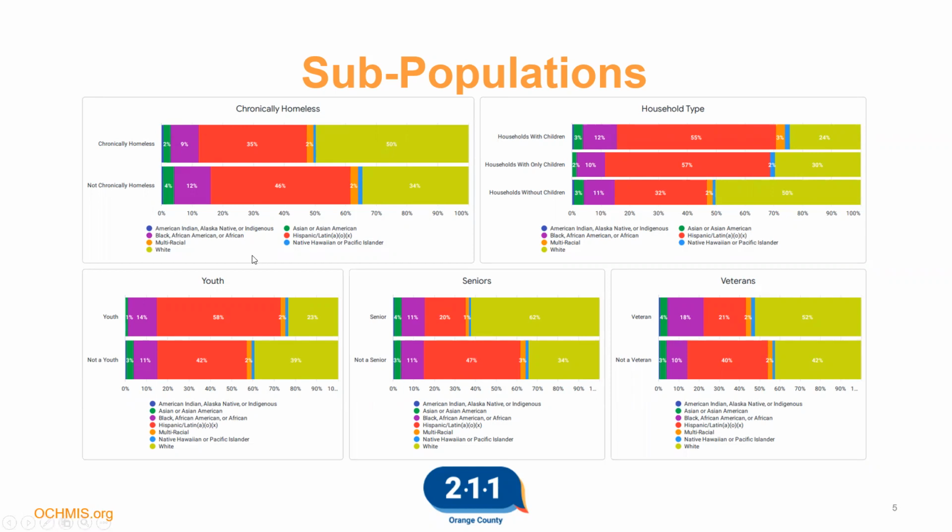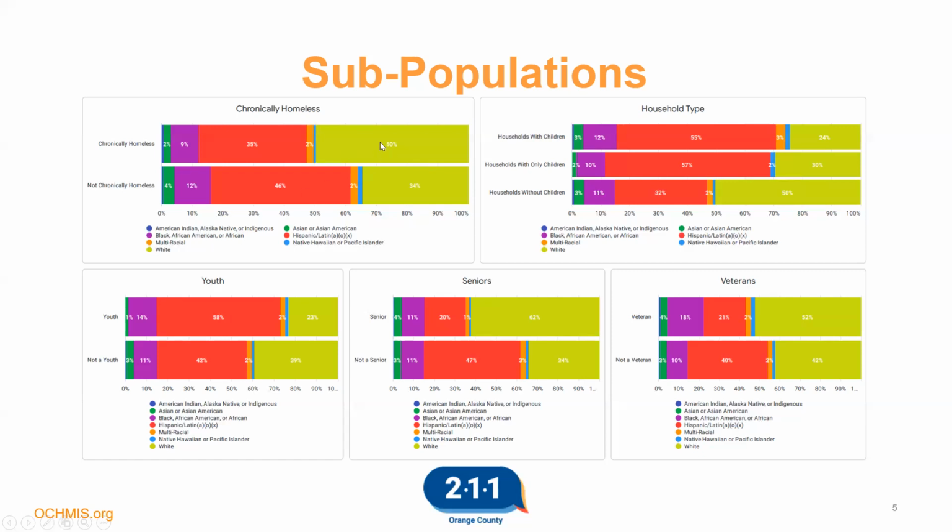And so these charts will allow you to see, again, discrepancies in different subpopulations. So for example, white clients account for a larger percentage of the chronically homeless population compared to the non-chronically homeless population, while Hispanic clients are less of the chronically homeless population than the non-chronically homeless. And as you go through these different populations, you can start to see patterns, and it helps you make sense of your data.